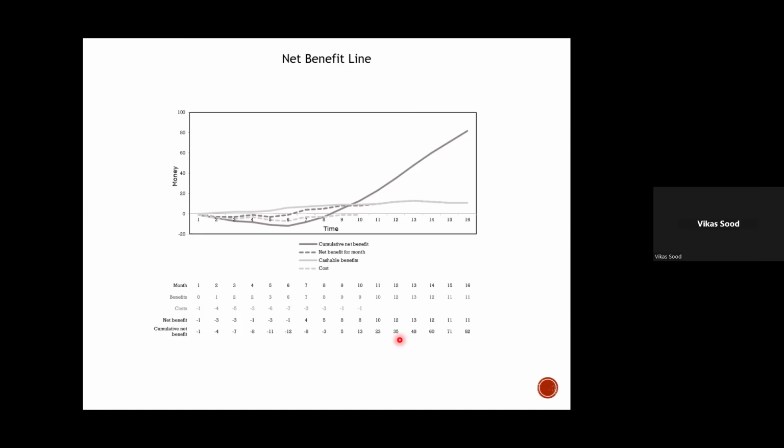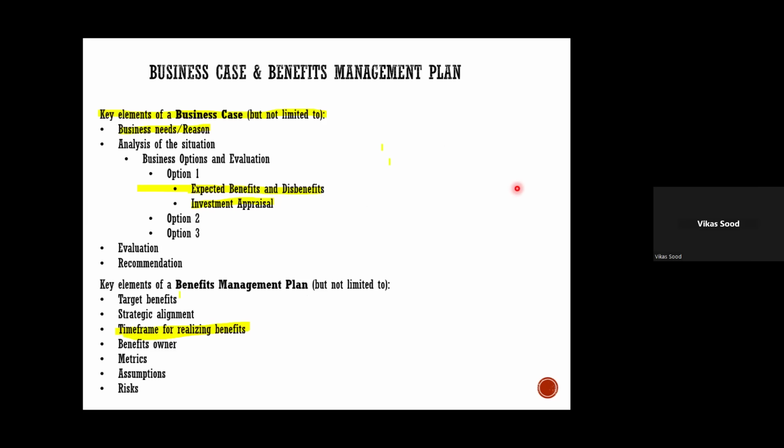Initially, there's cost that they incur. But again, they should not incur costs without having the projections, and considering all the risks into account. So this is the input of the benefit management plan to the business case. Is that okay?